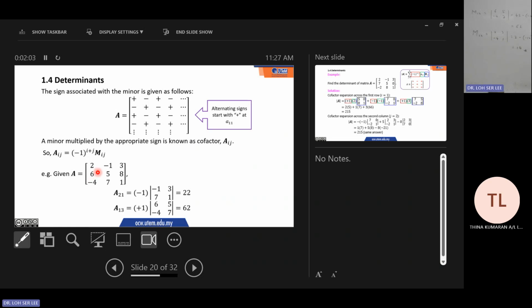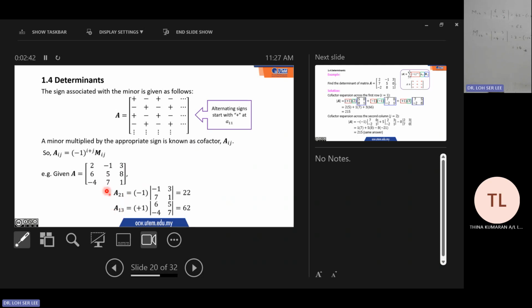The alternating sign for this location is minus. That's why you have a -1 here. Cofactor is the alternating sign multiplied to the minor. So we have to find the minor for this. We remove this row and this column. So we have -1, 3, 7, 1 for the minor. AD minus BC, you will get -22. -22 multiplied by -1, you get +22. So this is the cofactor of 2, 1.